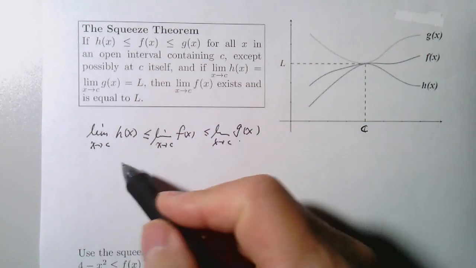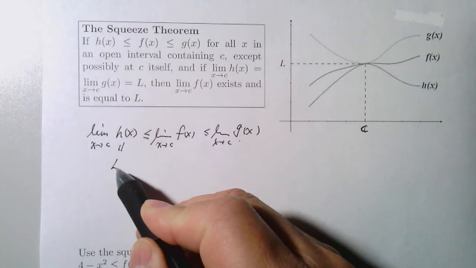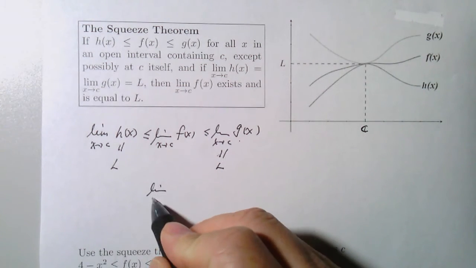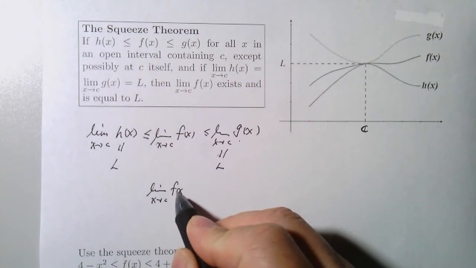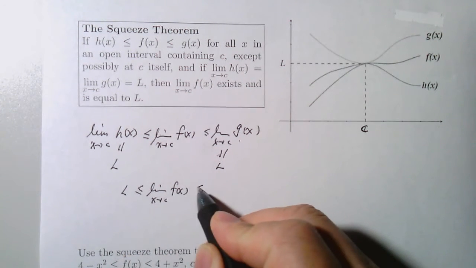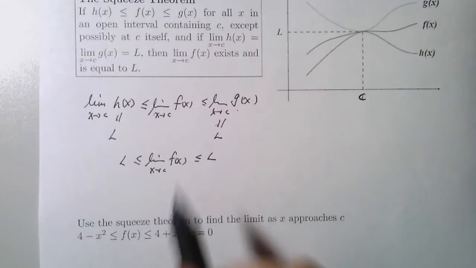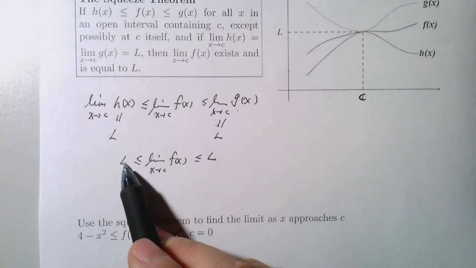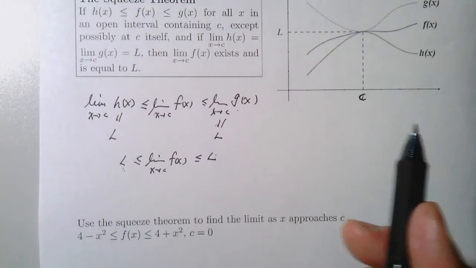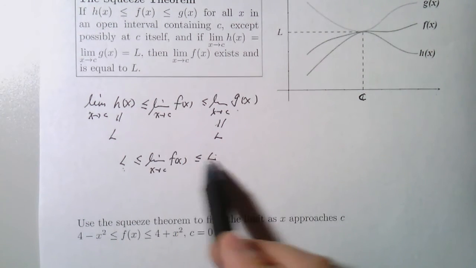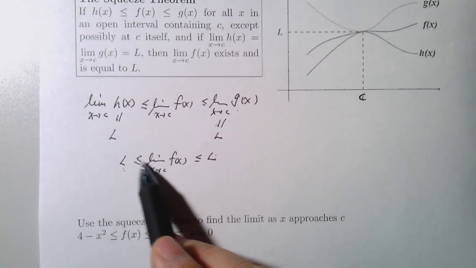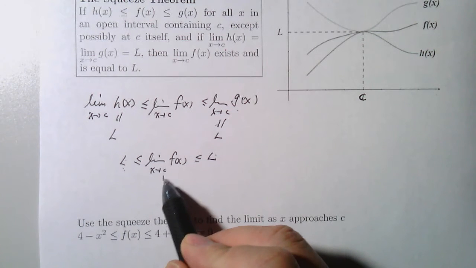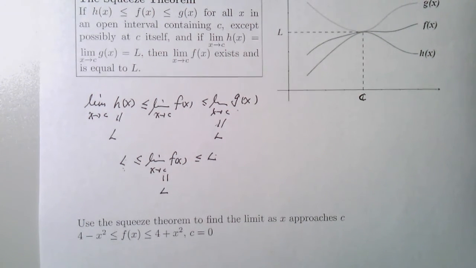So now, if we know this limit is L and this limit is L, you're going to have L less than or equal to the limit as x goes to c of f(x), less than or equal to L. But you notice the two L's are the same. You can't have something different than L, because there's nothing between the two L's. So this limit must be equal to L. That's the Squeeze theorem.